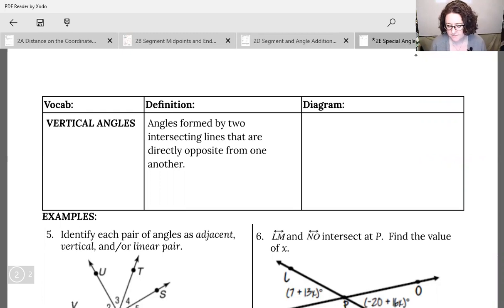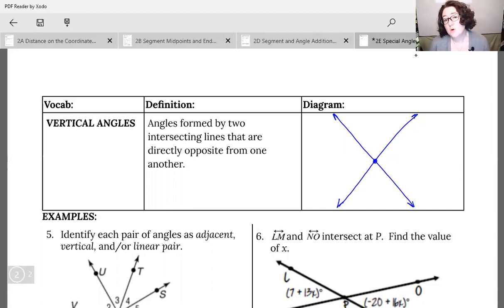Okay, so I'm going to draw that. So formed by two intersecting lines. So here's one line, and here's two lines. They intersect at this point. So how am I going to name these points or these angles? I don't have any letters in my diagram.